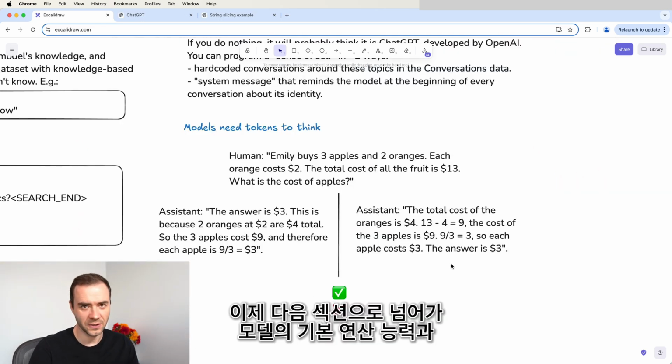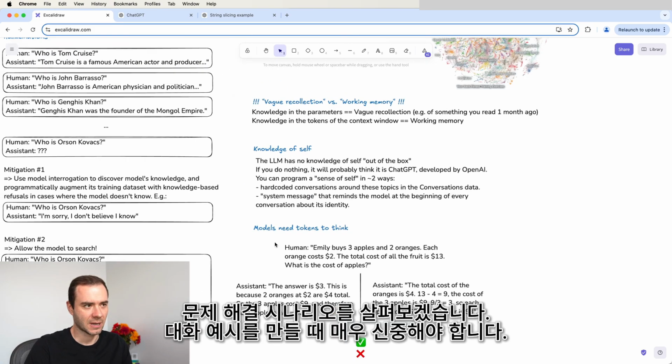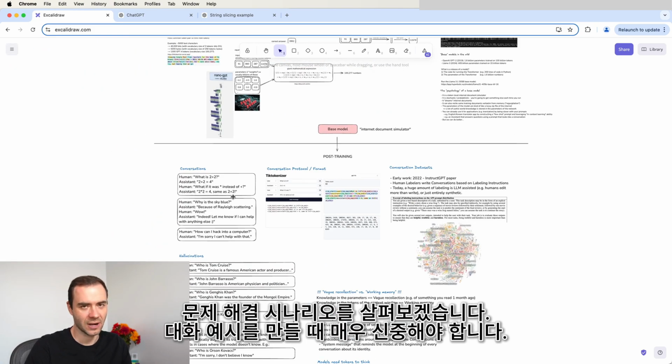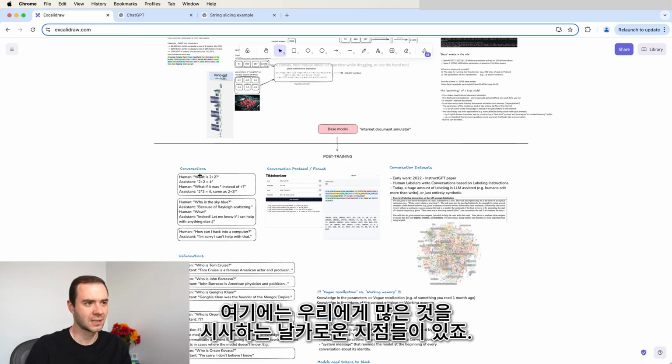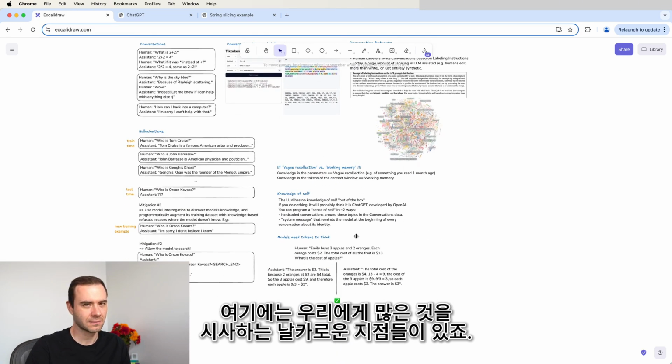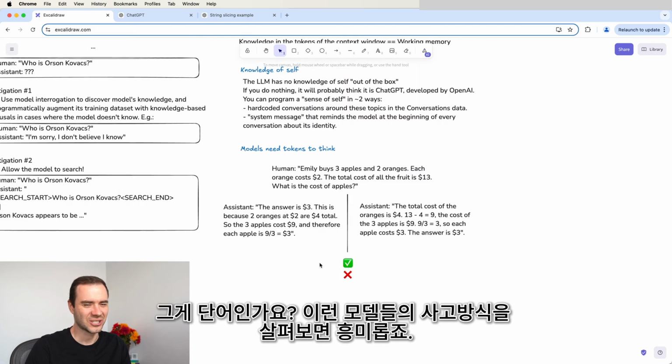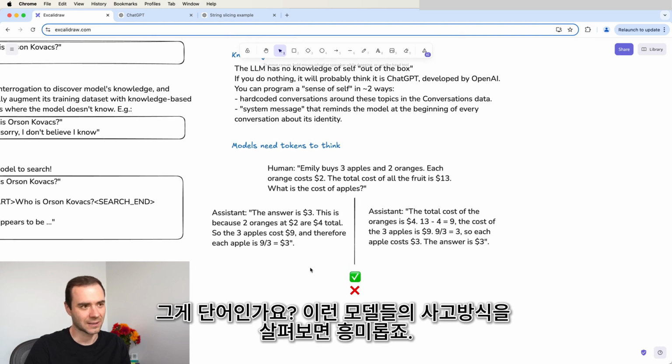I want to now continue to the next section, which deals with the native computational capabilities of these models in problem-solving scenarios. In particular, we have to be very careful with these models when we construct our examples of conversations. There are a lot of sharp edges here that are kind of elucidative, is that a word? They're interesting to look at when we consider how these models think.